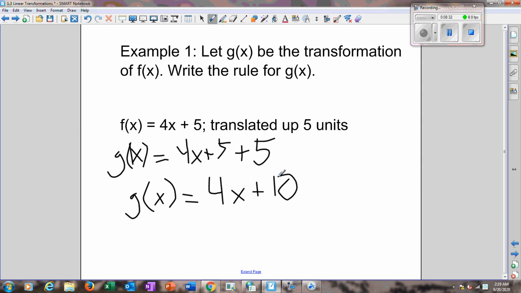Okay, so that's translated up 5 units. Vertical shifts, we just move it up and down. It gets added onto the end.